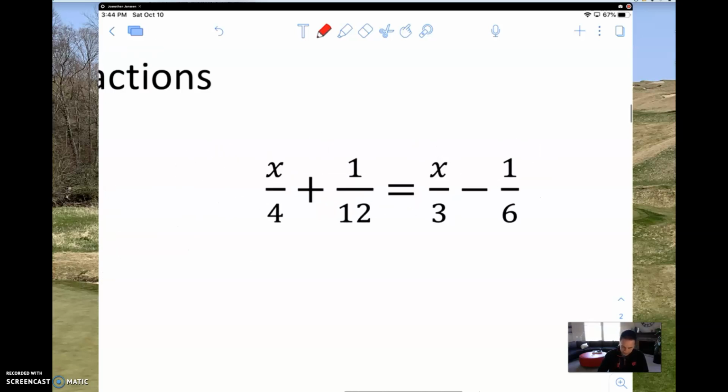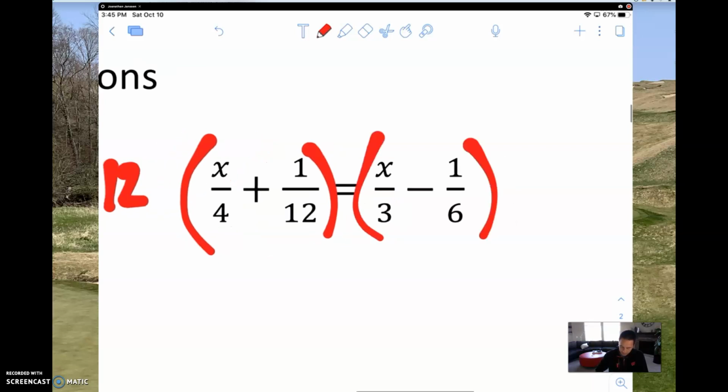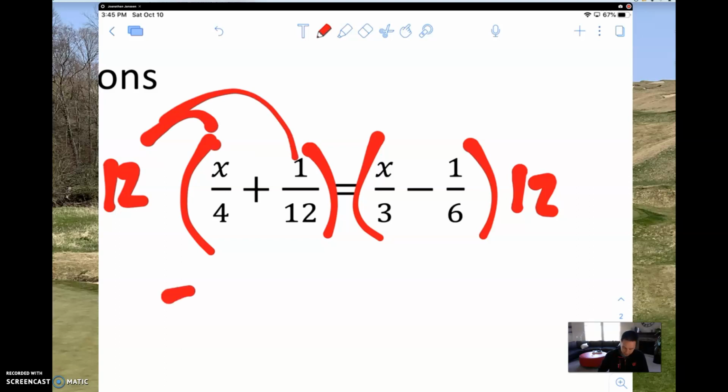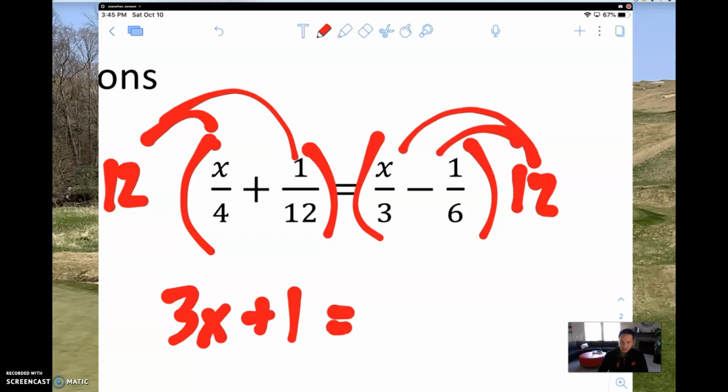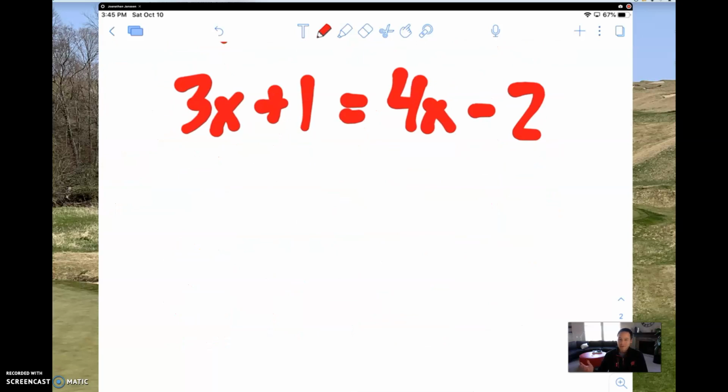So we're going to take this left side, multiply it by 12, and the right side, multiply it by 12, and then just distribute it through. 12 times x is 12x, divided by 4 is 3x. 12 times 1 is 12, divided by 12 is 1. Then we go on the other side. 12 times x is 12x, divided by 3 gives you 4x. And 12 times 1 is 12, divided by 6 is 2, so minus 2. And once again, now it looks way easier.